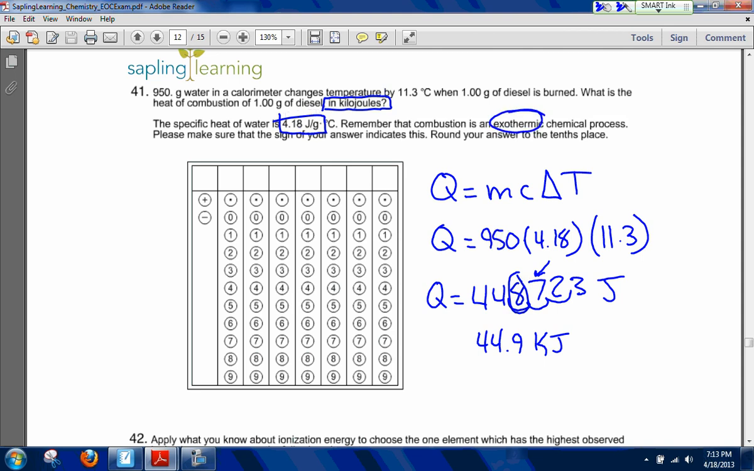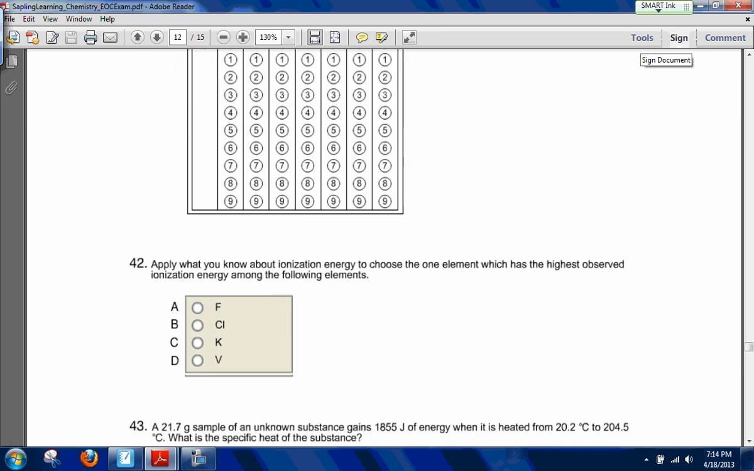It also says, remember that combustion is exothermic. Exo means it's energy that is leaving. If you're losing something, that's a negative. So we need to make sure to fill in the negative. And 44.9. That one really wasn't that hard. It just seemed like it was. Move on to the next one.